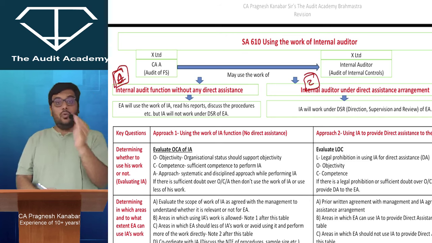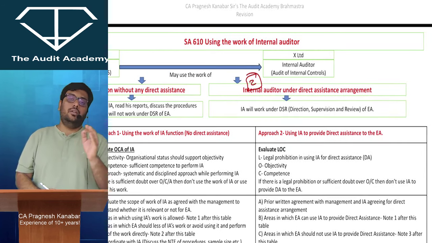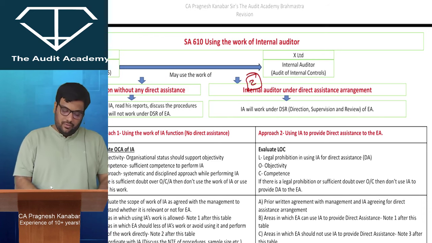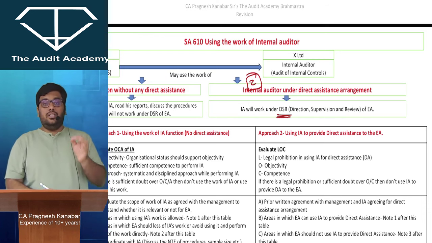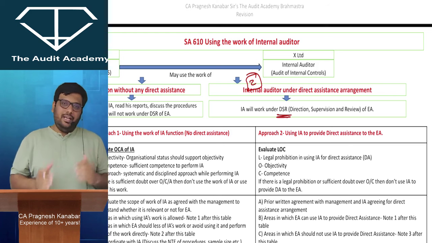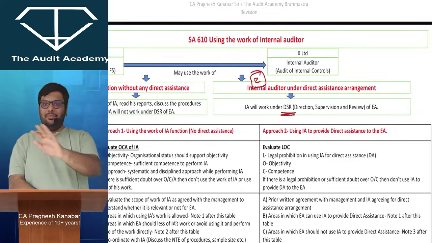First, let me explain approach two, then you will understand what is approach one. Approach two, using the work of internal auditor under direct assistance arrangement. That means internal auditor will work under the DSR, direction, supervision and review of the external auditor. That means he will actually work as if my audit team is working under my direction, supervision and review. Practically how much it is possible and stuff, leave it. All right, but this is one kind of approach. Okay, this is possible only if they give some written agreements.